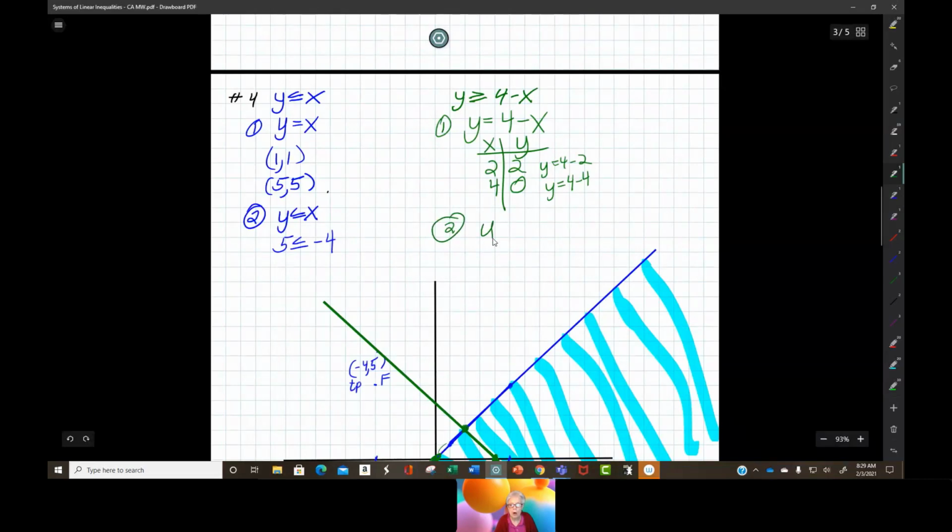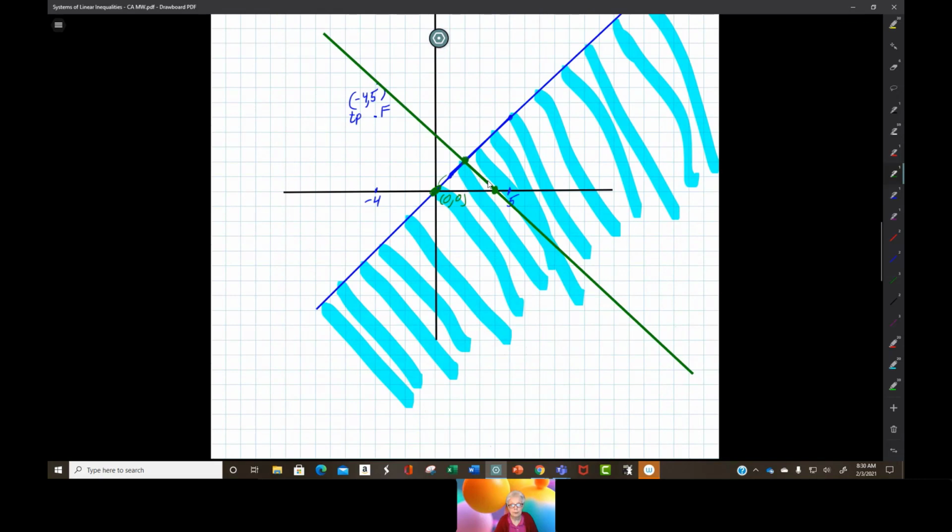Okay, we go back to y is greater than or equal to 4 minus x, and if 0, 0 is my test point, then I'll have 0 is greater than or equal to 4 minus 0. So 0 is greater than or equal to 4. That's definitely false. So 0, 0 gives me a false for the green line, which means I shade over here.